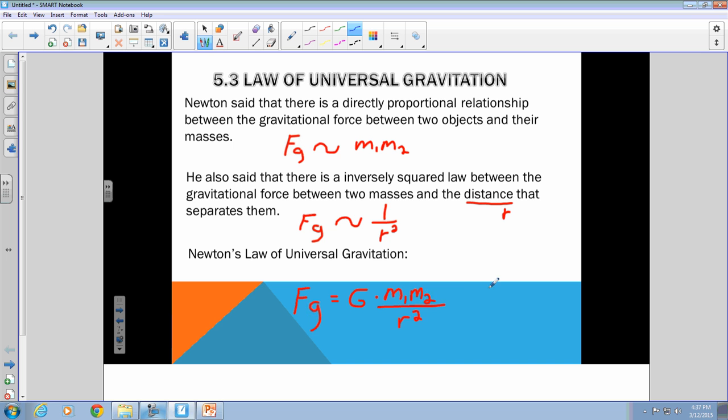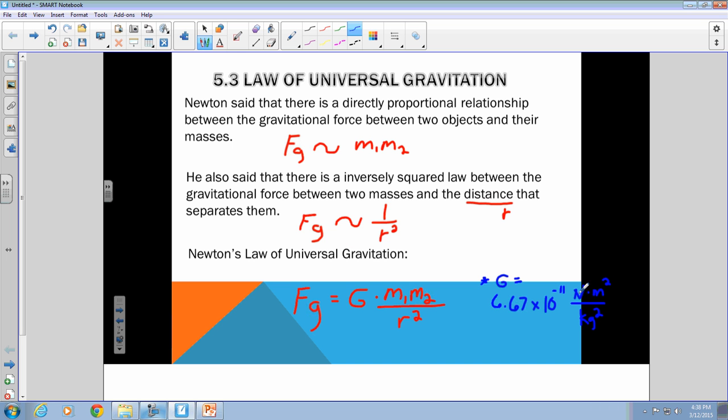And G is equal to 6.67 times 10 to the negative 11th. And it has units of newtons times meters squared over kilograms squared. So this gravitational constant is always used in these calculations.